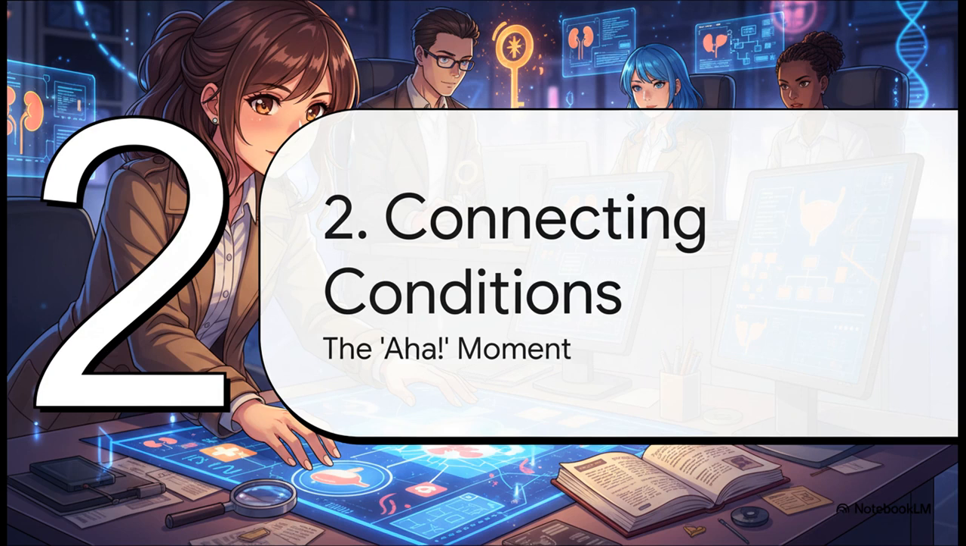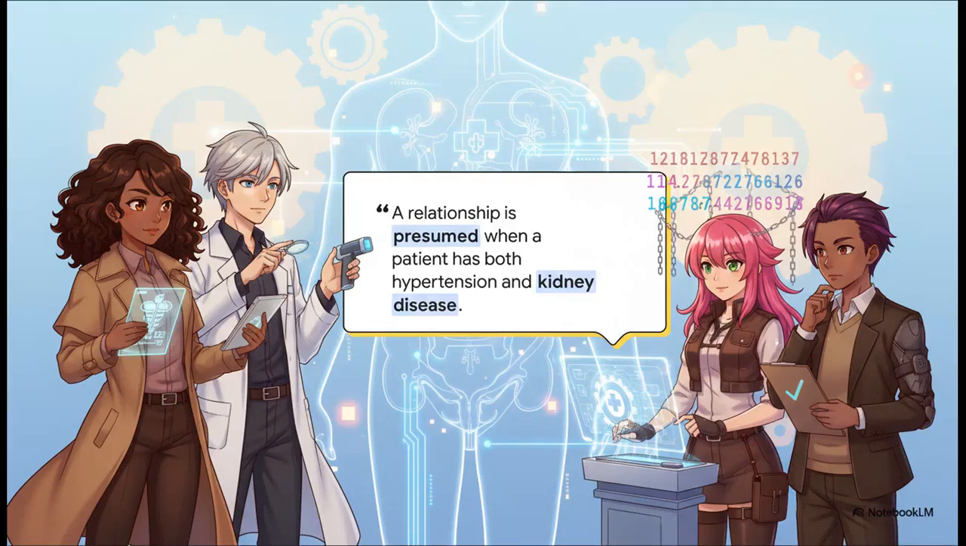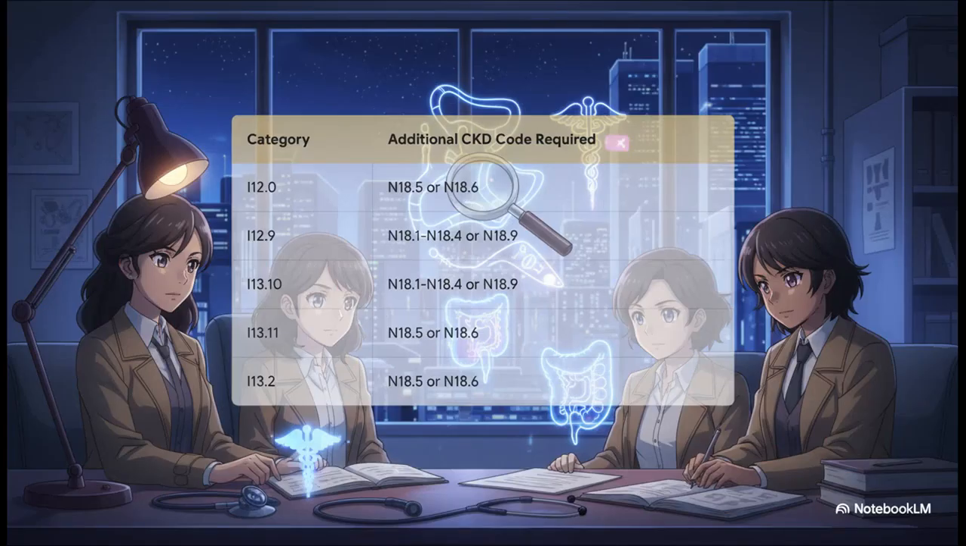And this is where the real detective work kicks in, because it's hardly ever just one single condition. A great coder knows how to connect the dots between different diseases to tell the patient's full story. This is that aha moment. So check this out. This guideline right here is an absolute game changer. The official coding rulebook, the ICD-10-CM, literally tells us that if a patient has both high blood pressure and chronic kidney disease, we should assume they're connected. The doctor doesn't even have to write kidney disease due to hypertension. Nope, the link is presumed. It's a built-in clue.